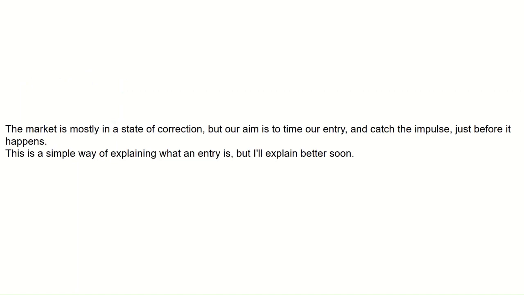So the market is mostly in a state of correction, but our aim is to time our entry and catch the impulse just before it happens. This is simply a way of explaining what an entry is. So, I already said there are two market phases, impulse and correction. The market is mostly always in a state of correction, it is always correcting. So our aim is now to time our entry and catch it just before the impulse happens, because the impulse is exactly what we are targeting. It's exactly where we are trying to catch the pips, where we are trying to make our money. So that is why we are trying to catch the impulse.